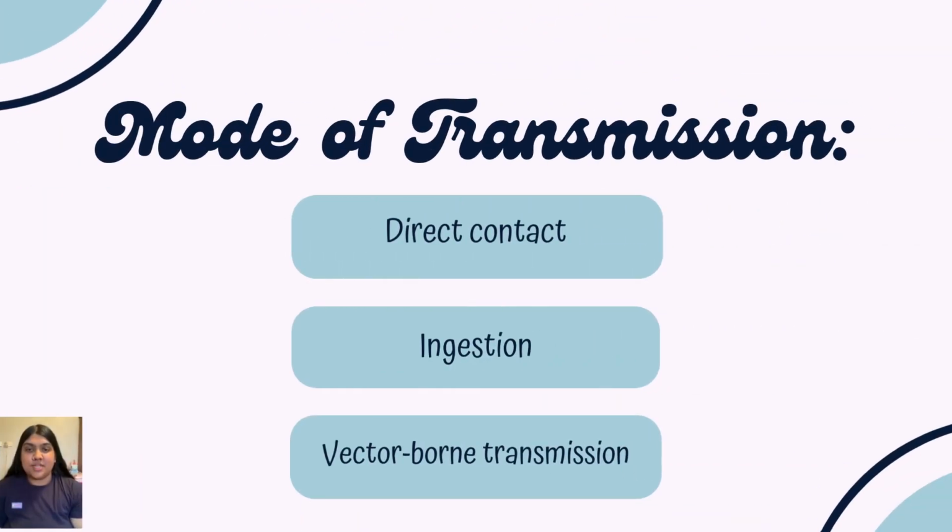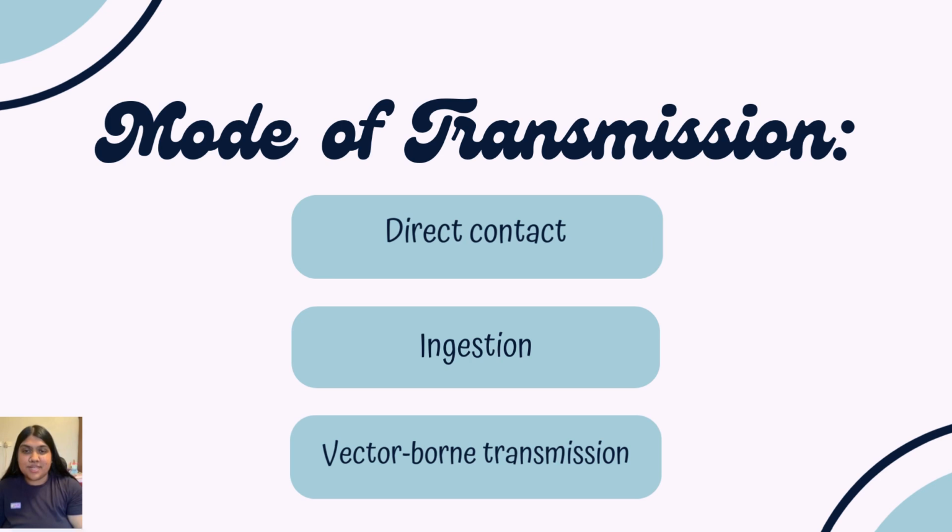Moving on to the transmission modes. Firstly, direct contact. The transmission of the parasite can occur when the host comes in direct contact with the parasite. Secondly, through ingestion, which can be ingestion of the ova or the eggs of the parasite through contaminated food. Lastly, vector-borne transmission. This is when the parasite is transmitted through an infected vector such as a mosquito or tick.